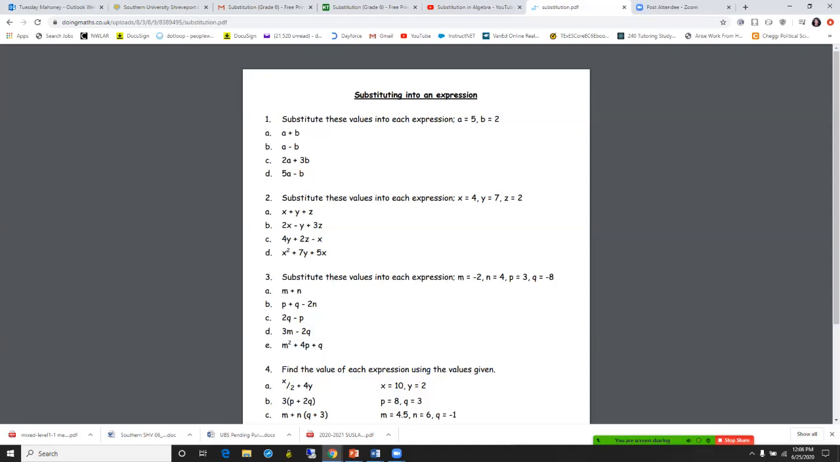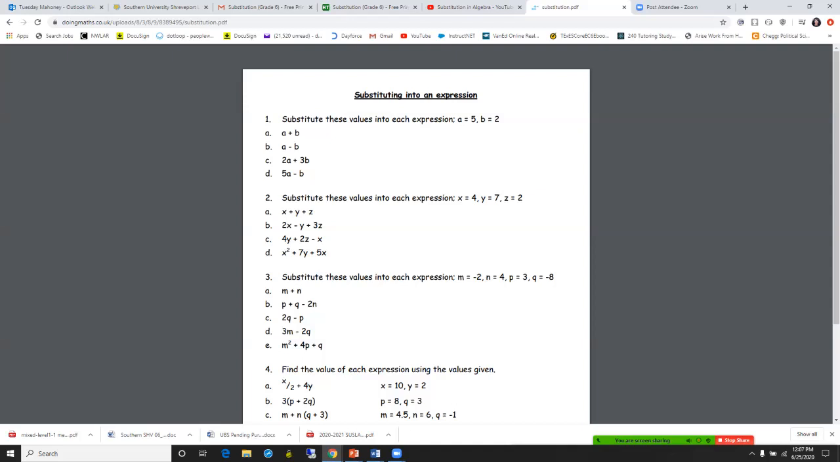Okay, welcome back. Now let's look at number 2. We went over number 1. Let's look at number 2. Number 2, we substitute the value into each expression. We have x plus y plus z. So that means we have 4 plus 7 plus 2. We got 4 plus 7, which is 11, plus 2 is 13. Did you get that?